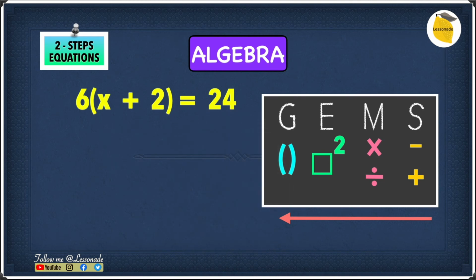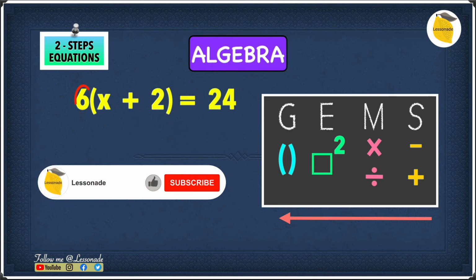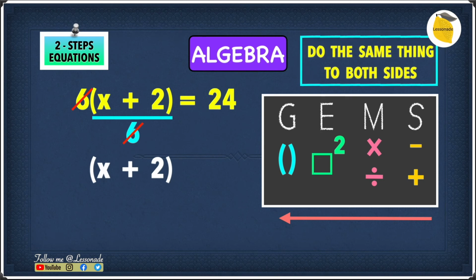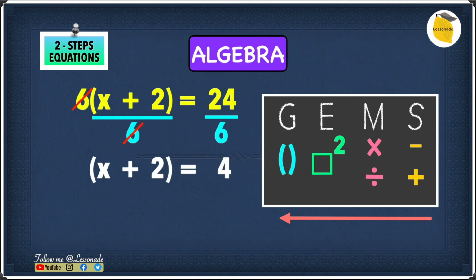To get rid of this 6, or to undo the 6, we have to divide by 6. So now, the 6 at the top and the 6 at the bottom will cancel each other out, which means we're left with x plus 2. Next, we have to do the same thing to both sides. This means we have to divide the other side by 6. So 24 divided by 6 is 4. Now we have x plus 2 equals 4.